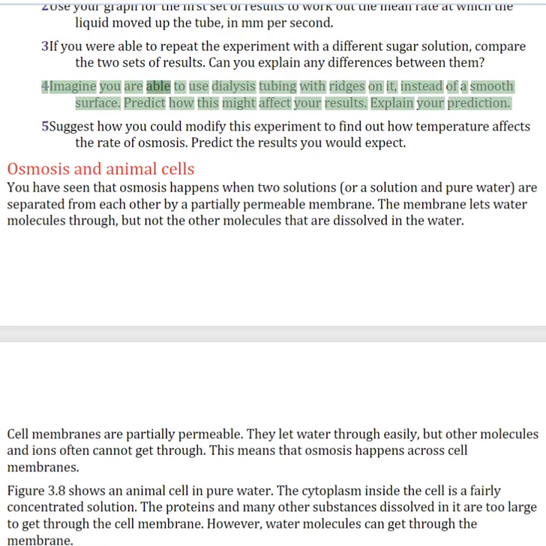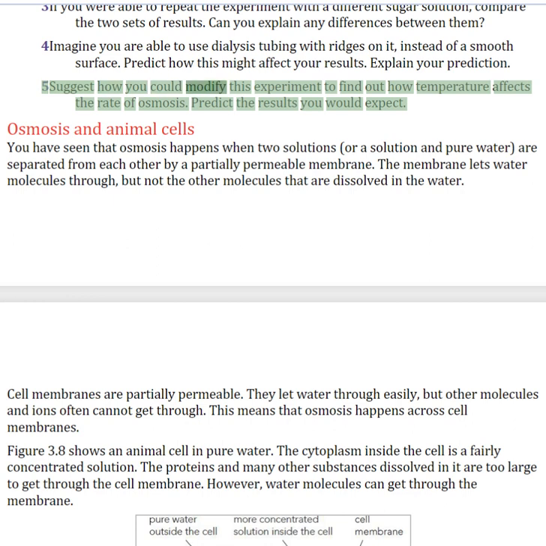4. Imagine you are able to use dialysis tubing with ridges on it, instead of a smooth surface. Predict how this might affect your results. Explain your prediction. 5. Suggest how you could modify this experiment to find out how temperature affects the rate of osmosis. Predict the results you would expect.